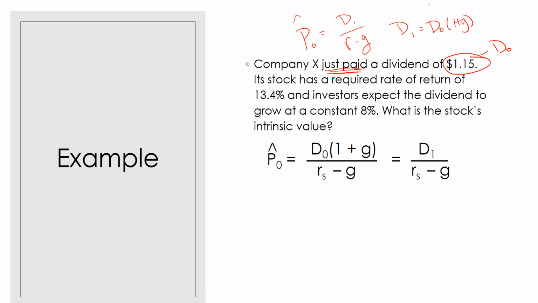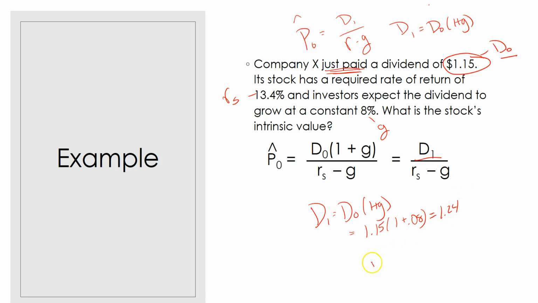Okay, so the required rate of return is 13.4%, so that's our R sub S. And it's going to grow at a constant 8%, so that's our growth rate. So the first step, because we have D naught and we need D1, we need to calculate D1. So D1 is equal to D naught times 1 plus the growth rate. So that is equal to $1.15 times 1 plus 8%. And that gets us $1.24.